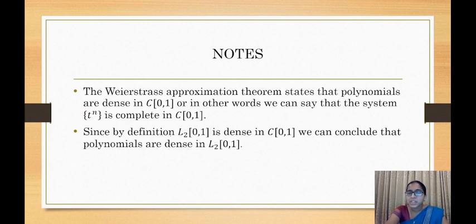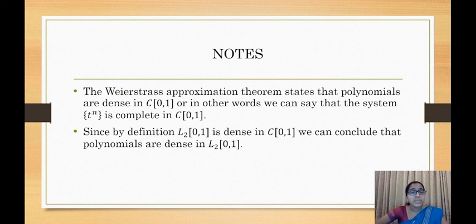Now by the definition of the space L2[0,1], we know that L2[0,1] is the completion of C[0,1]. So we can say that C[0,1] is dense in L2[0,1]. And since polynomials are dense in C[0,1] and C[0,1] is again dense in L2[0,1], we can conclude that the polynomials will be dense in L2[0,1]. So that is the interconnection between the space C[0,1] and L2[0,1]. I hope that picture is clear with you people.